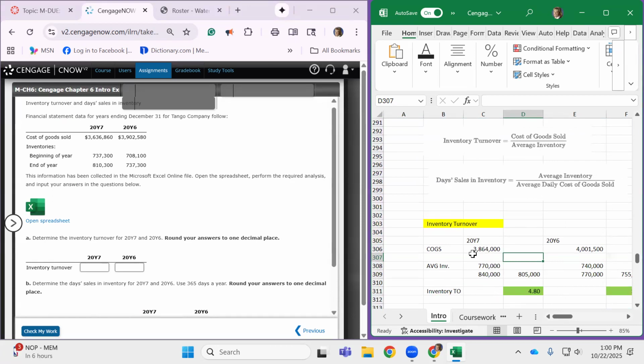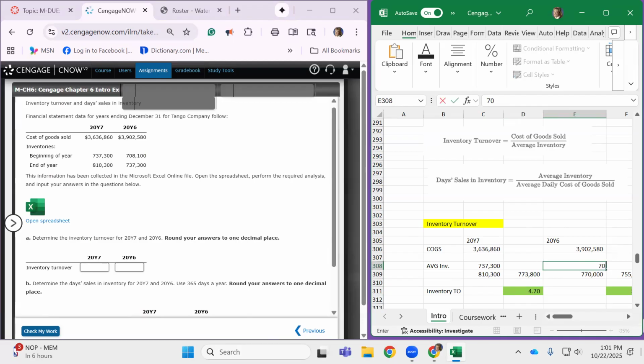They've got year 7 and year 6. Let me put the cost of goods sold in here. 3,636,860. Then we've got 3,902,580. All right. The average inventory. How do you get average inventory? You take the beginning and the ending, add them together, and divide by 2. Yes, I add these two together and I divide by 2. So this is the average inventory.